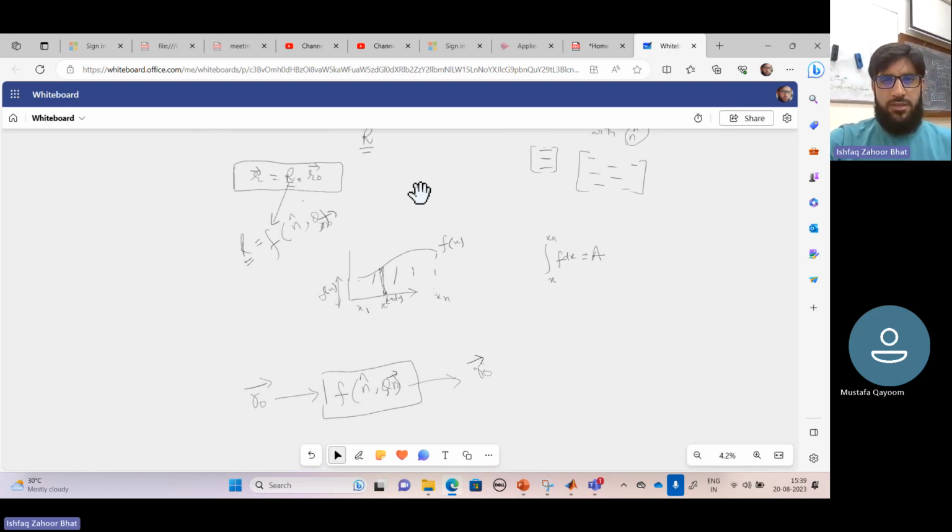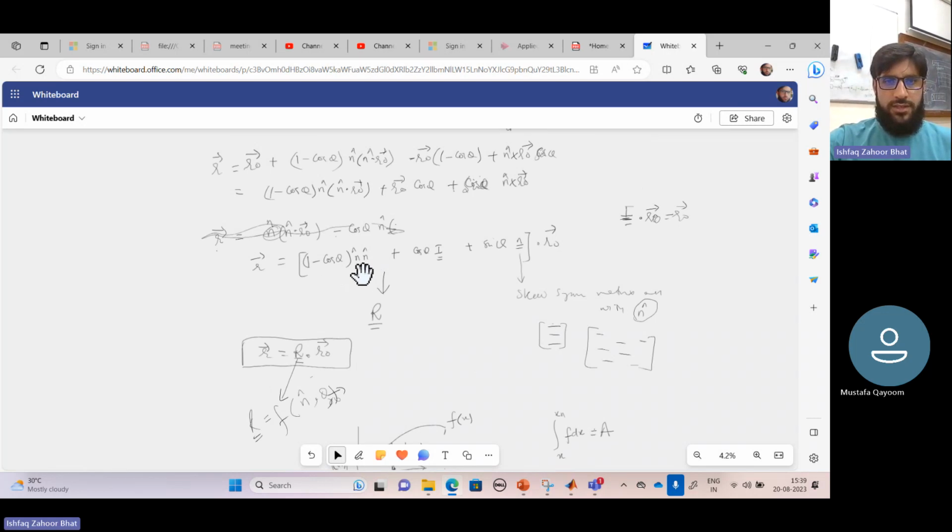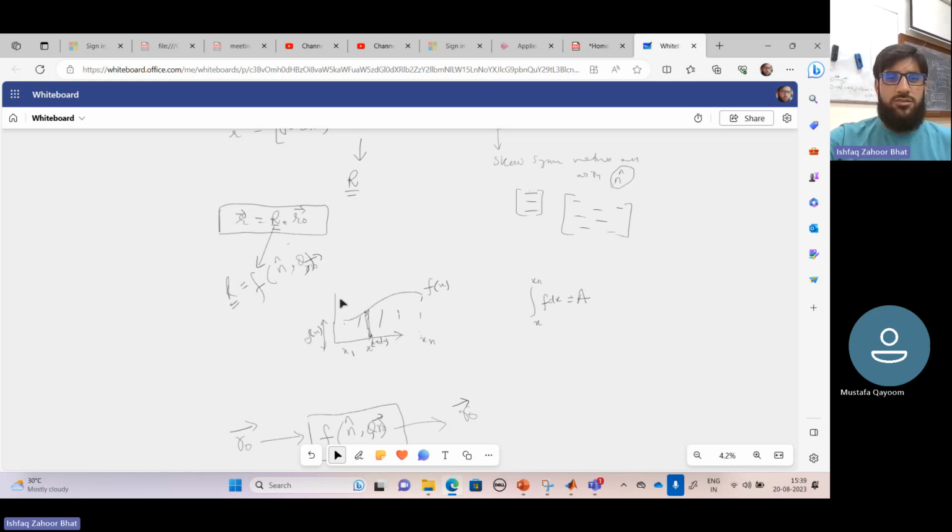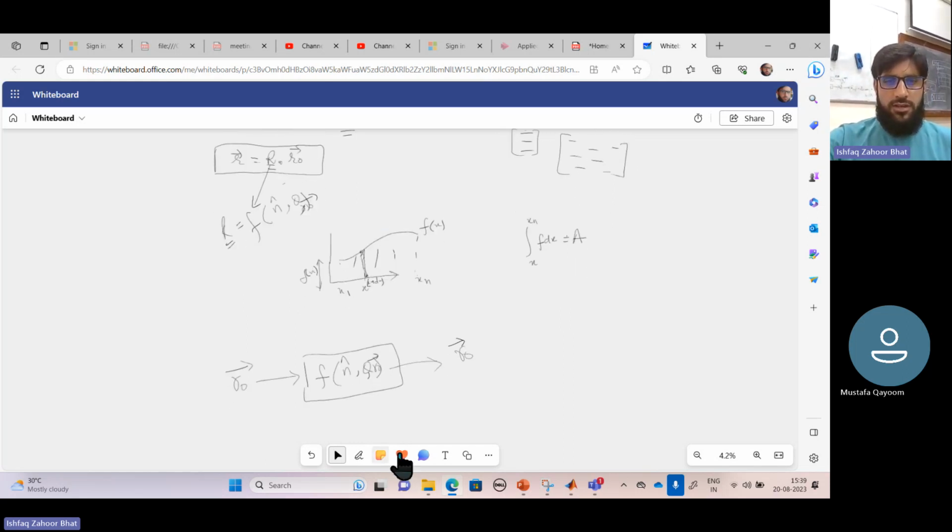Let me see. Okay, so here is n. No, so there is no R0. So let's not take R0, R0 being only the input. So we have a function to which we give R naught as input and it is returning us R as the output. That is the rotated vector.